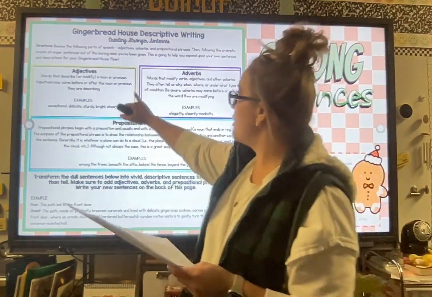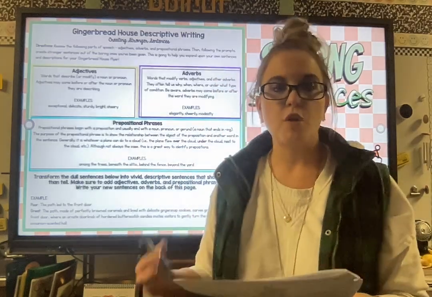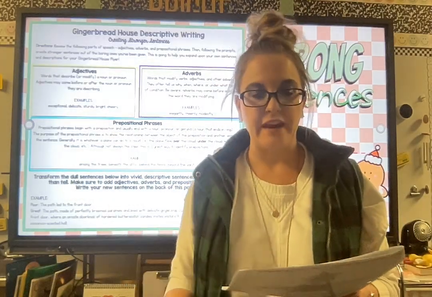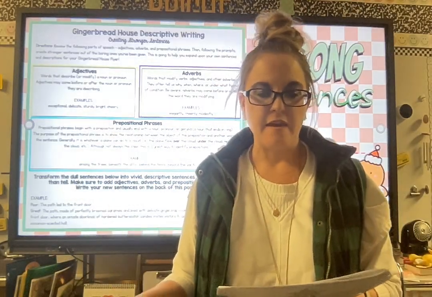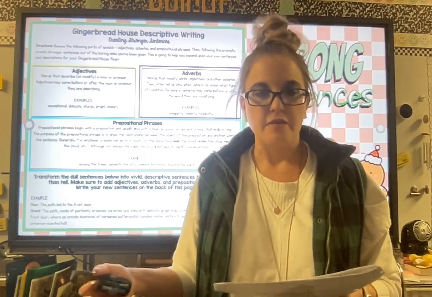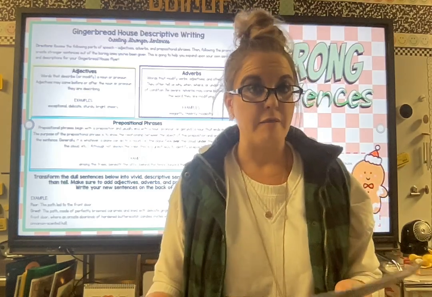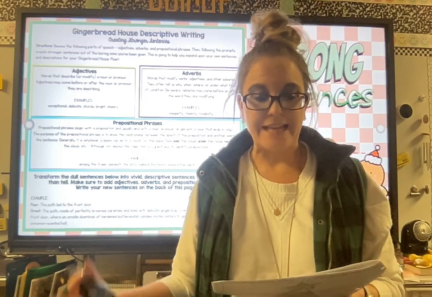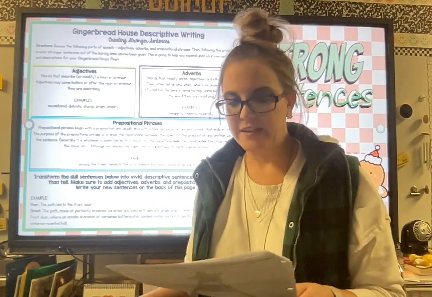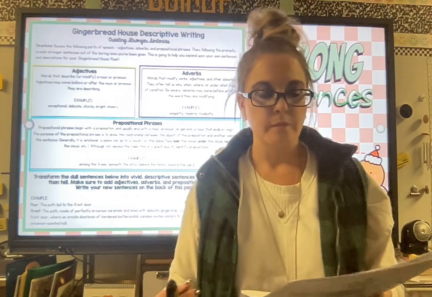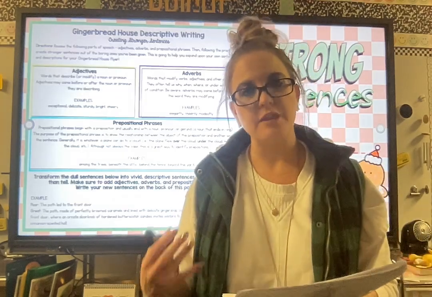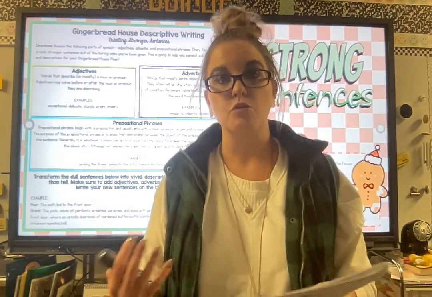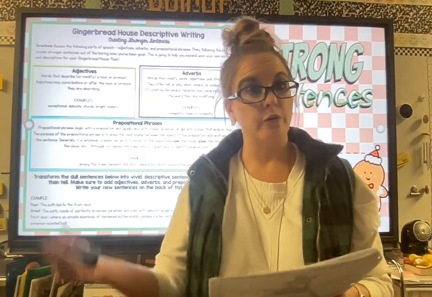Okay, in the yellow box here, these are words that describe. They're modifying, they're helping that noun or a pronoun, and they come before or after, right? They're there to describe that noun, okay? The examples they give you: exceptional, delicate, sturdy, bright, and cheery. Do you see those? Those are your examples. So when we think about adjectives, they're really describing, and it's coming before or after.